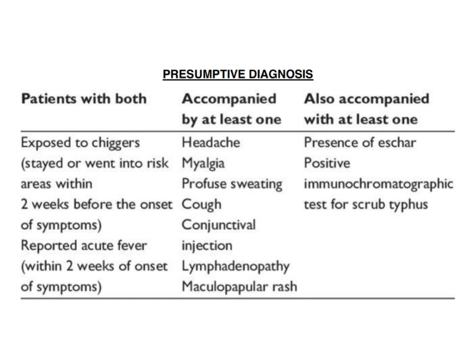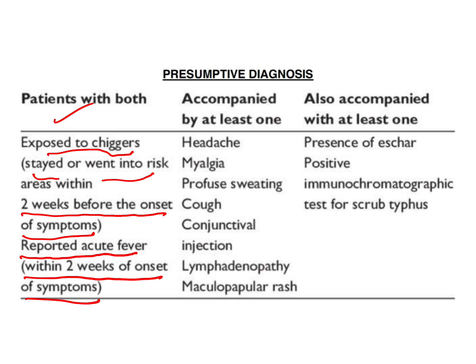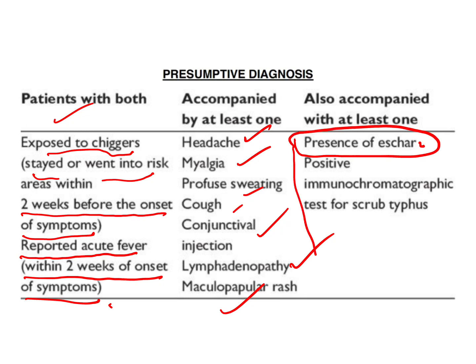A presumptive diagnosis of scrub typhus should be made when the patient was exposed to or stayed in or went into a risk area within 2 weeks before the onset of symptoms, or reported acute fever within 2 weeks of the onset of symptoms, and exposure. The patient may have at least one of these symptoms: headache, myalgia, profuse sweating, cough, conjunctival injection, lymphadenopathy, maculopapular rashes, and at least one scar. If the scar is present, we can be most sure that the patient is having scrub typhus. The patient will have a positive immunochromatographic test for scrub typhus also.